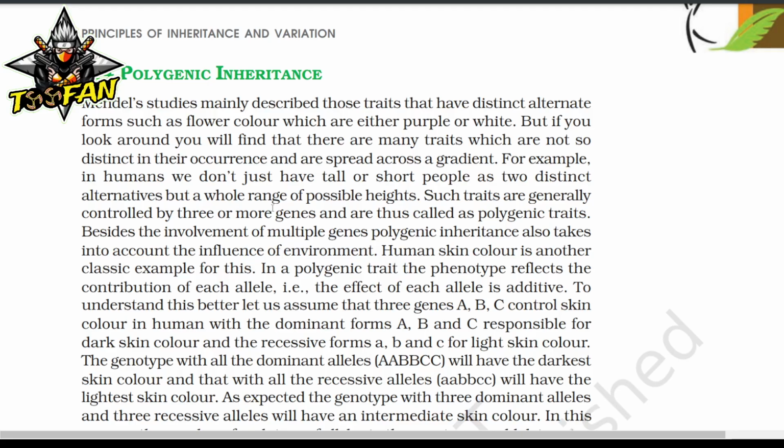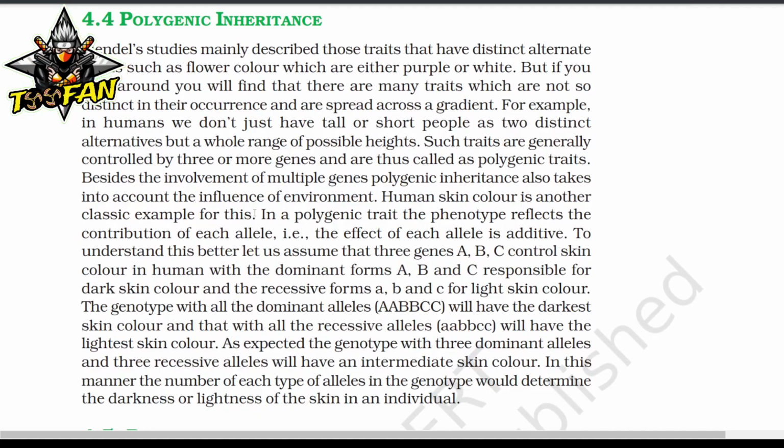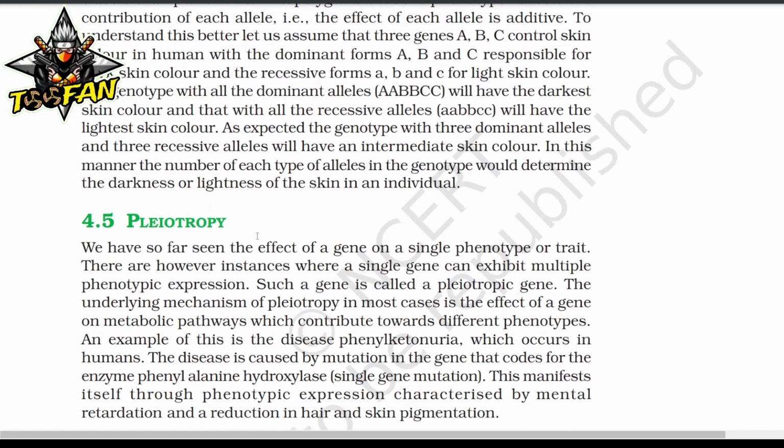In a polygenic trait, the phenotype reflects the contribution of each allele, that is, the effect of each allele is additive. To understand this better, let us assume that three genes, A, B and C, control skin color in humans, with the dominant forms A, B, C responsible for dark skin color and the recessive forms a, b, c for light skin color. The genotype with all dominant alleles will have the darkest skin color, and that with all recessive alleles will have the lightest skin color. As expected, the genotype with three dominant alleles and three recessive alleles will have an intermediate skin color. In this manner, the number of each type of allele in the genotype determines the darkness or lightness of the skin in an individual.